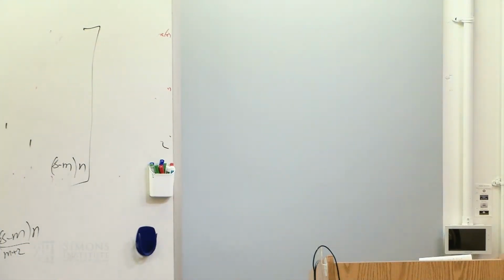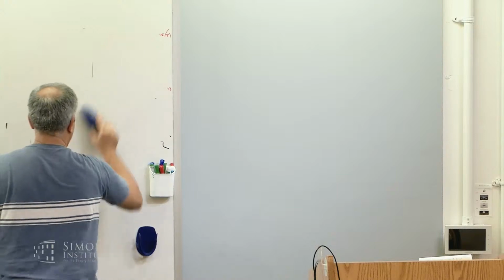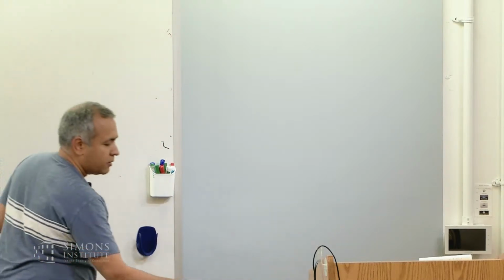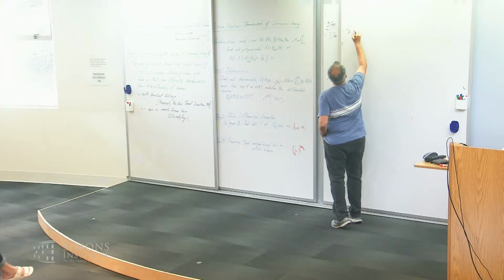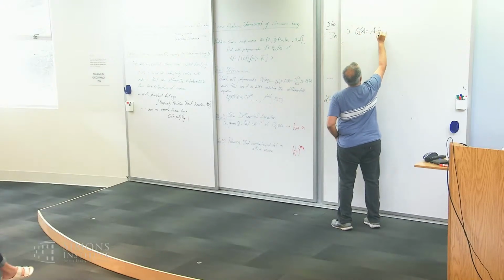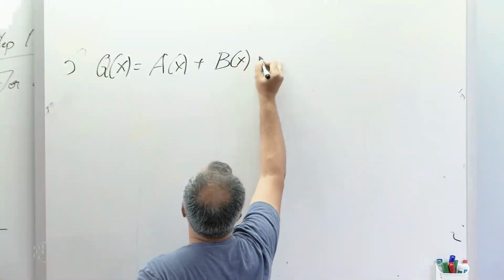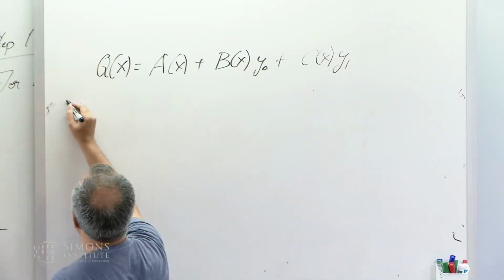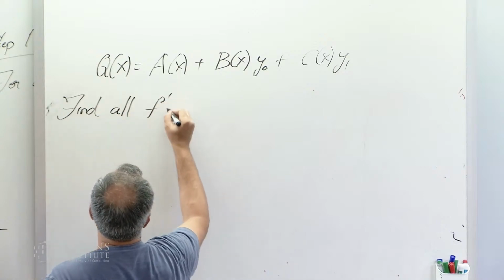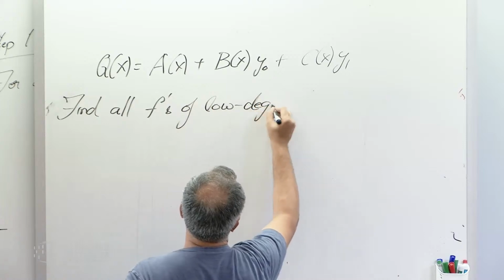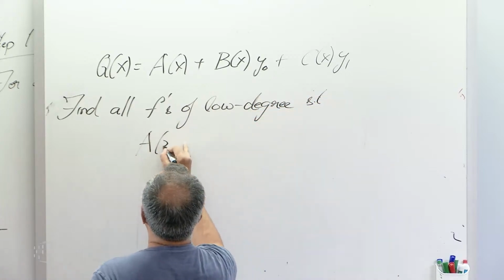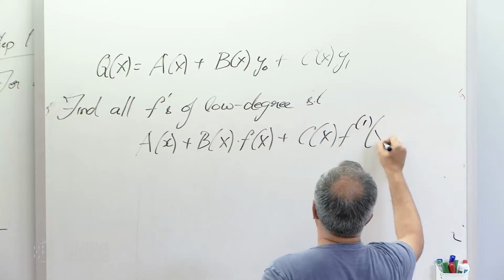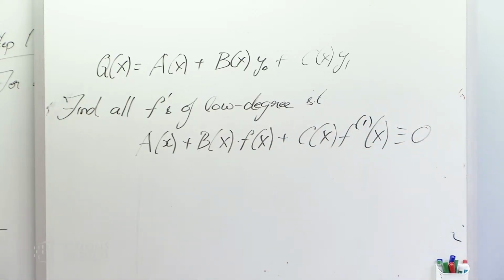So step 2 is solving the differential equation. I'm given Q of the form Q(x) equals A(x) plus, let's take a very simple case, B(x) y0 plus C(x) y1. Let's just take m to be 1, and I want to find all f's of low degree such that A(x) plus B(x) times F(x) plus C(x) times the first derivative of F(x) is identically 0. This is what we want to solve.